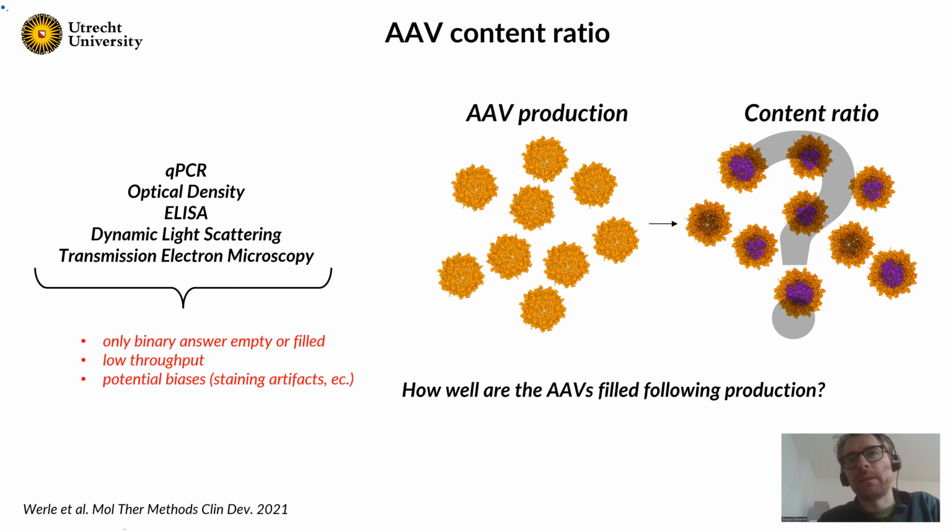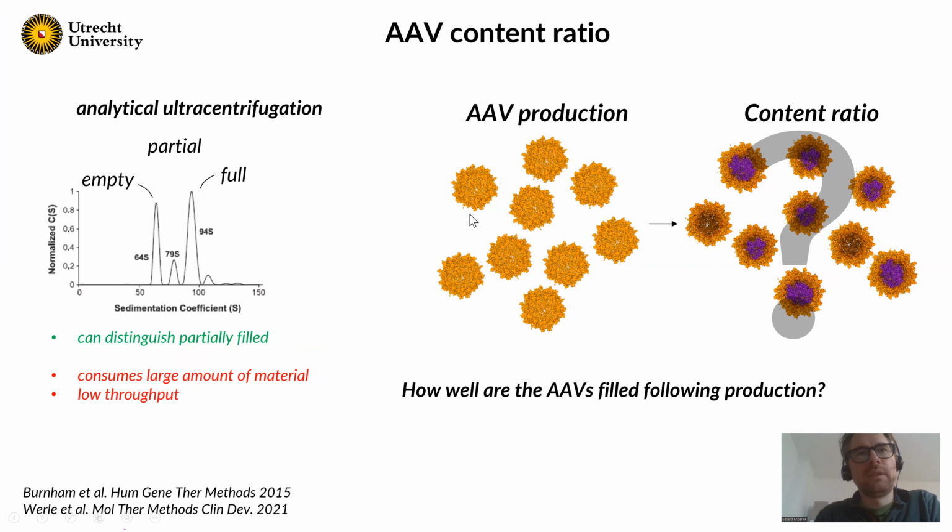Also, these techniques are quite laborious and take some time, so they're not really fit for a high-throughput manner. And there could be potential biases as well. For instance, if you do electron microscopy and you have some staining artifacts, you might think capsids are filled while they're actually empty.